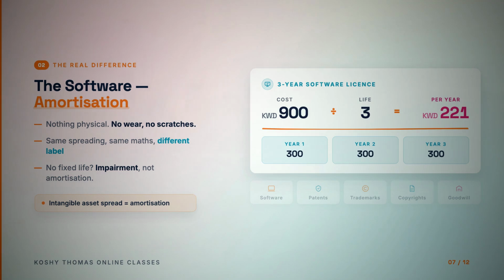So we spread it the same way. 900 divided by 3 equals 300 a year. Identical logic, identical maths. Only the word changes. Because the asset is intangible, we call it amortization. Licenses, patents, trademarks, goodwill, software. Nothing physical, but a real cost with a real life.